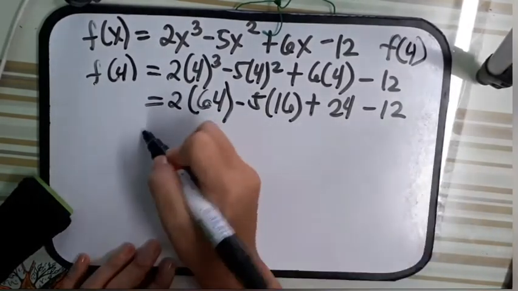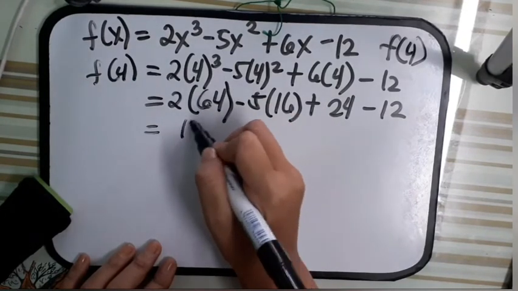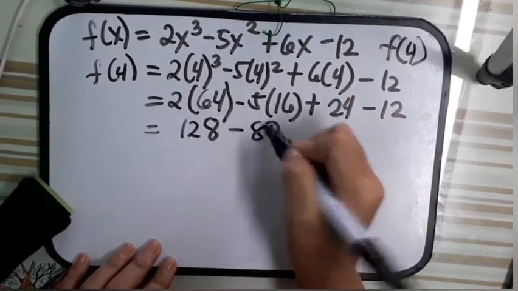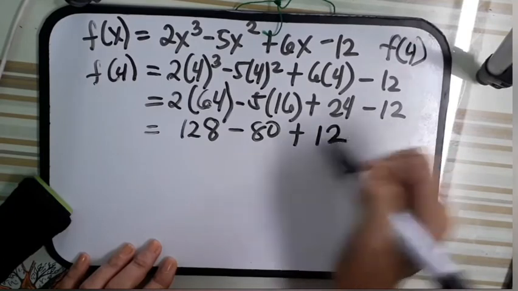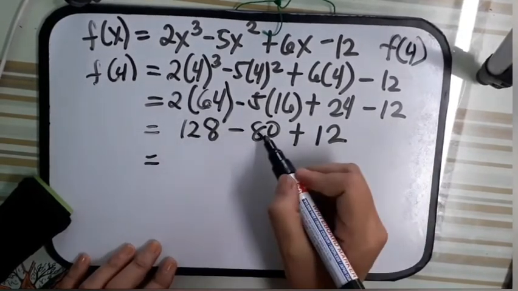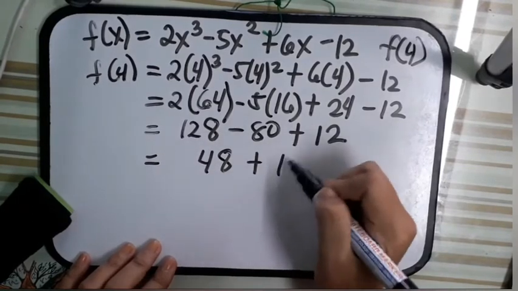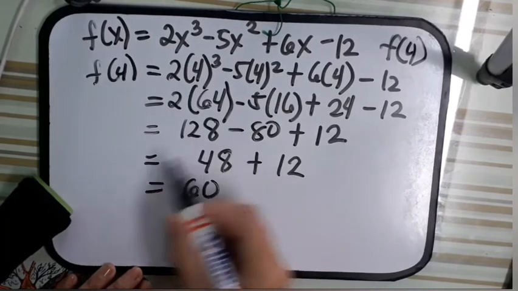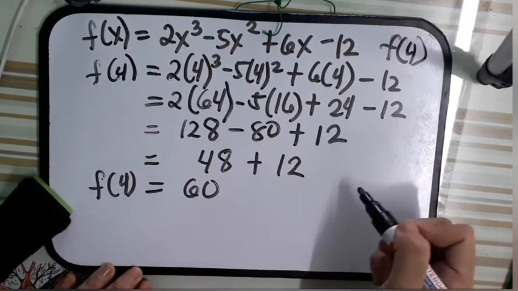Let's simplify. 2 times 64 is 128, minus 5 times 16, which is 80, plus 24 minus 12, which is equal to 12. Then we have 128 minus 80 is equal to 48, plus 12. 48 plus 12 is equal to 60. So f of 4 is equal to 60.